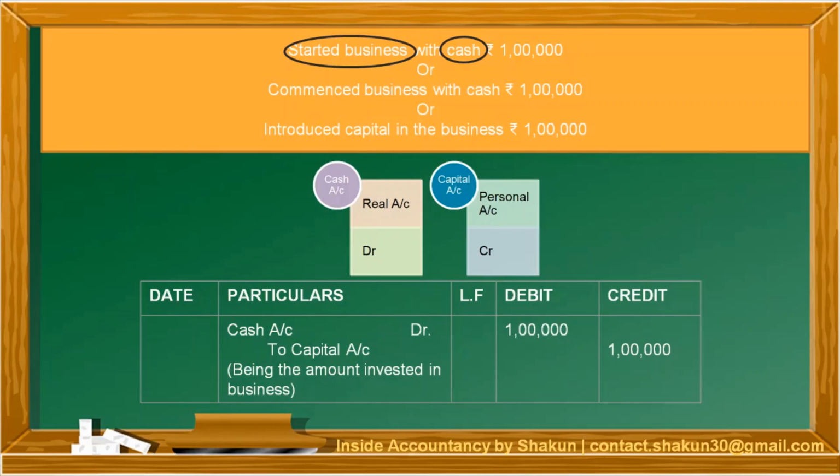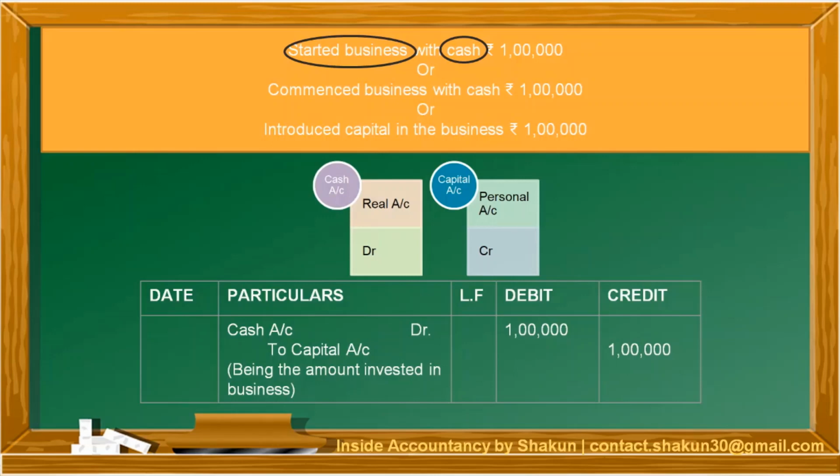Now depending upon the nature, the rule of debit and credit shall be applied. In case of real accounts, the rule is debit what comes in and credit what goes out. Now since cash is coming in the business, so cash account should be debited. In case of capital account, which is a personal account, debit the receiver, credit the giver. Now the proprietor, the owner is the giver, therefore his account should be credited. Please note that capital account is the account of the proprietor into the business.